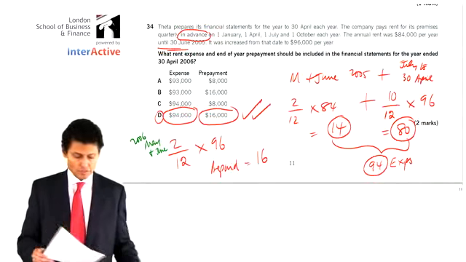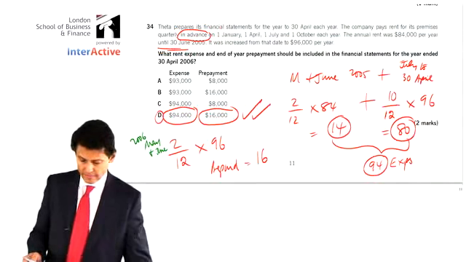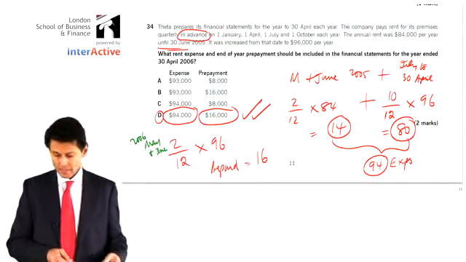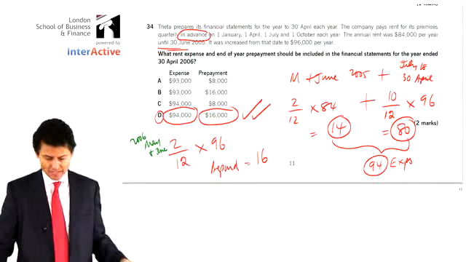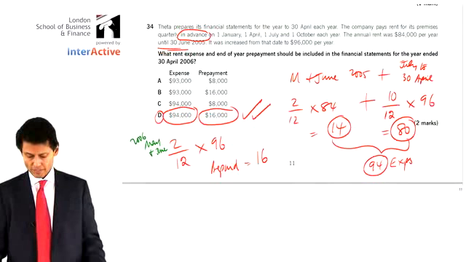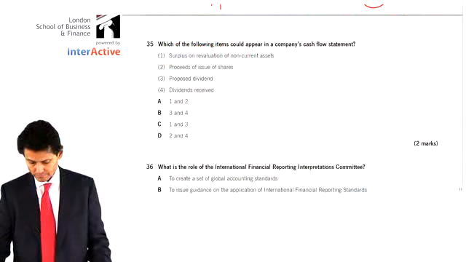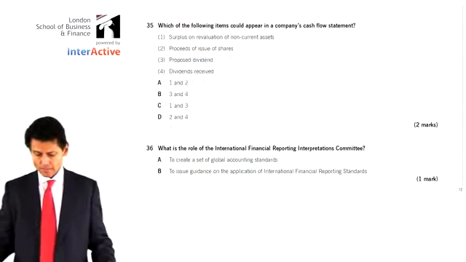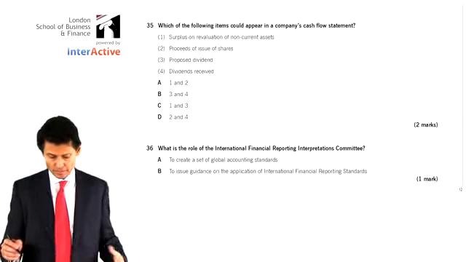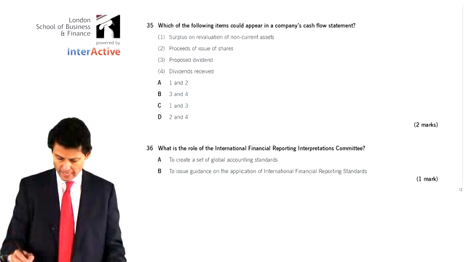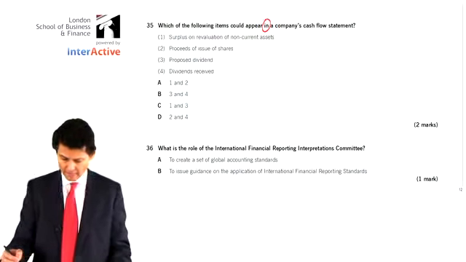And so we move on to question number 35, as we continue to fight our way through this exercise. Not too bad, I hope you can see. Question number 35 next then. Which of the following items could appear in a company's cash flow statement? In a company's cash flow, be careful.